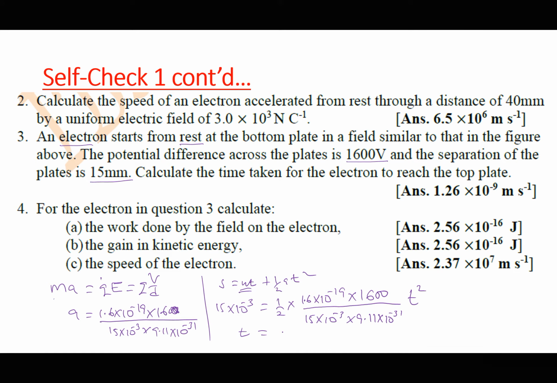So my calculator is giving me 1.26 times 10 power negative 9 seconds, not meters per second. 1.26 times 10 power negative 9 seconds. You can verify again and see if that is true.